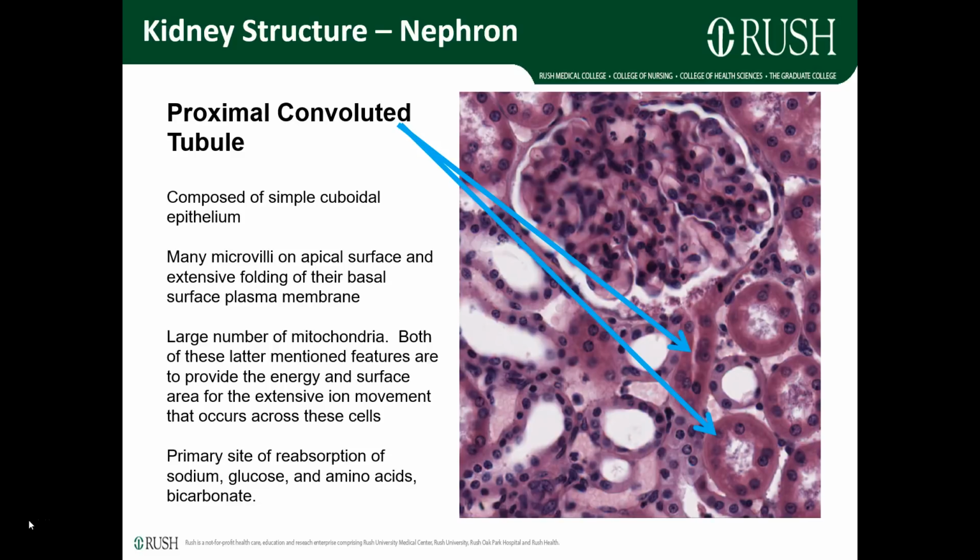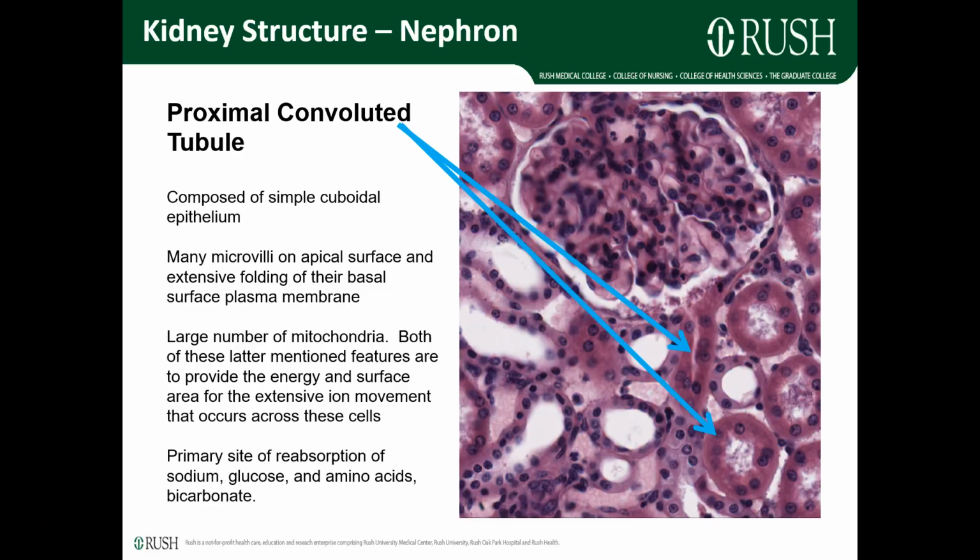The next part of the nephron is the proximal convoluted tubule, past the Bowman's capsule. It's composed of simple cuboidal epithelium, and it has many microvilli on the apical surface, as well as extensive foldings of the basal surface plasma membrane. It contains a large number of mitochondria, which provide energy, and the basal folding provides increased surface area for extensive ion movement that occurs across these cells.